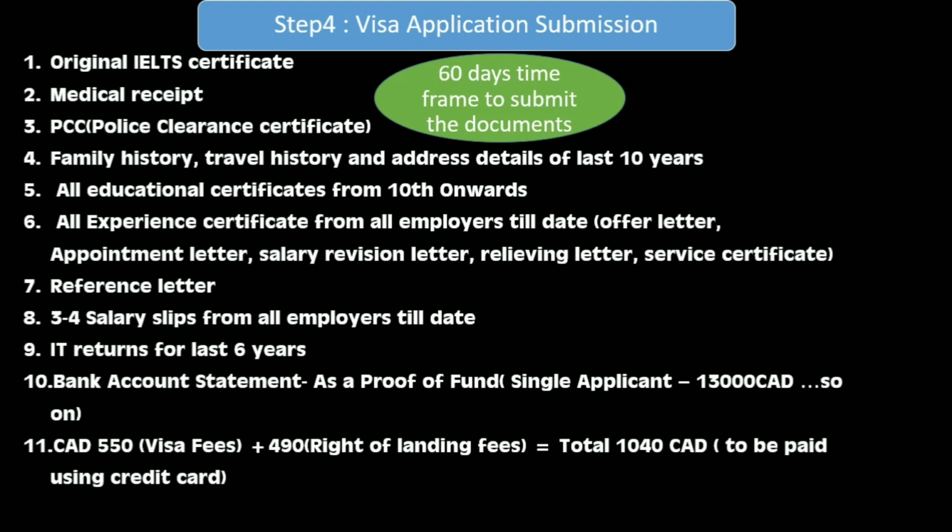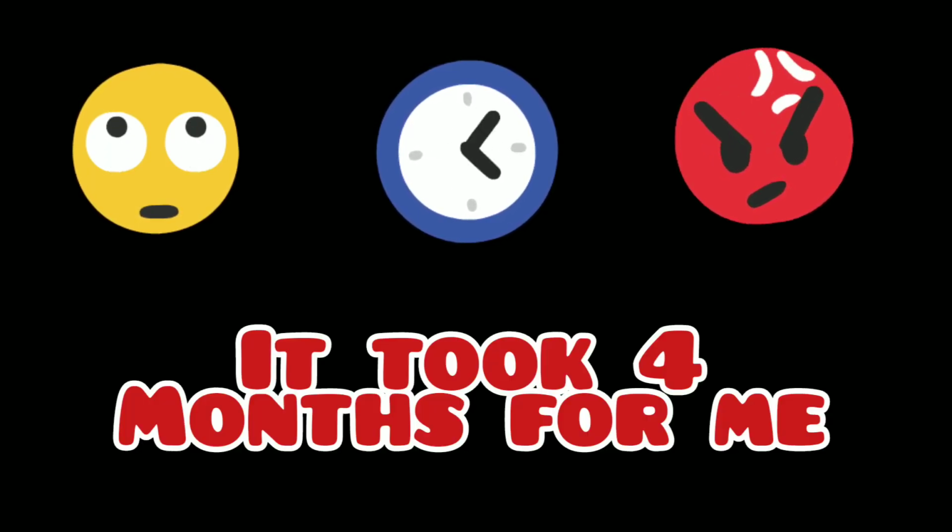Now you wait for the notification of COPR from IRCC. Waiting for the COPR would be time consuming. The processing time varies from 15 days to 6 months, or it may even take longer, 1 year or something. You wait for the COPR notification or the visa grant. COPR is confirmation of permanent residence.